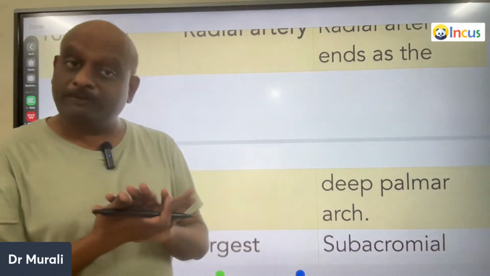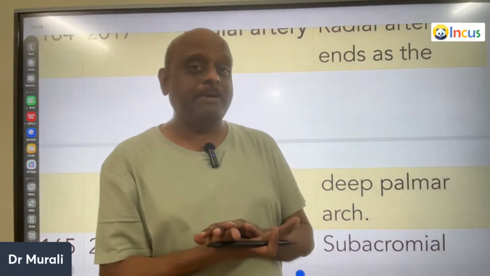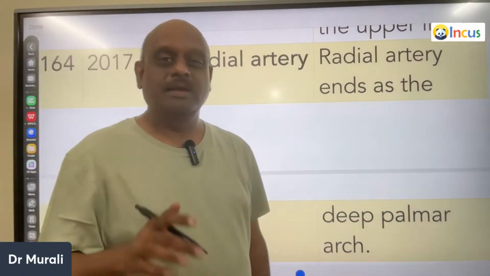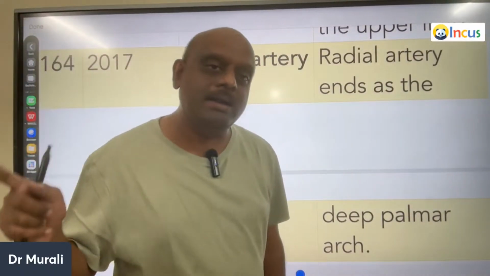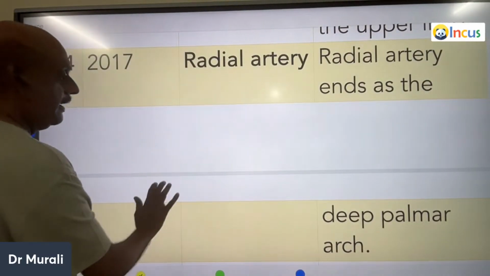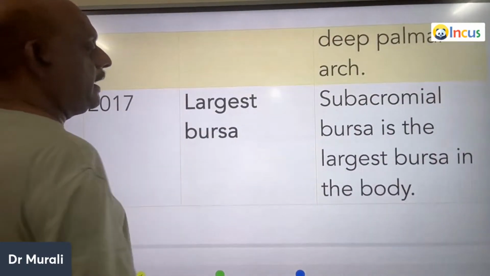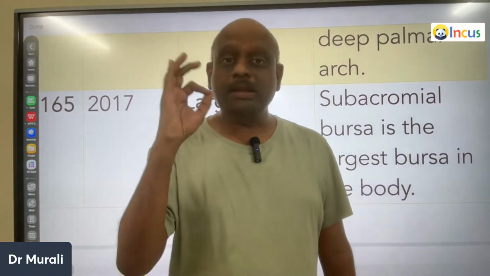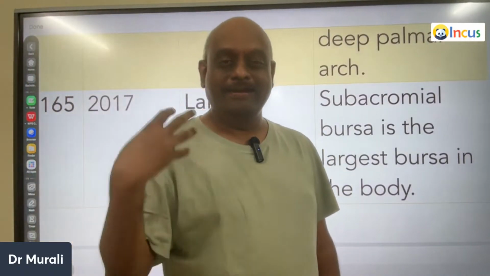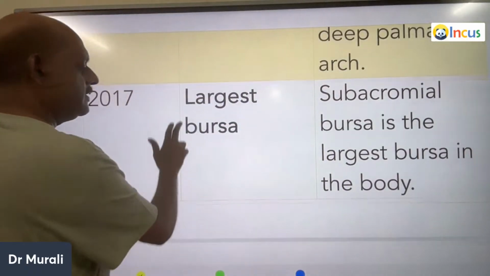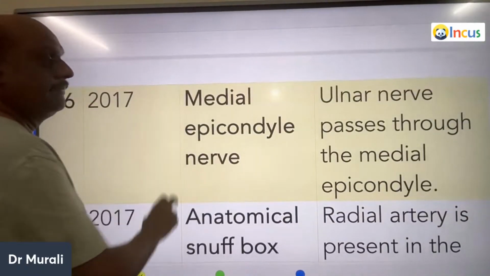Now, radial artery, where does it end? You have a superficial palmar arch and a deep palmar arch. It is the deep palmar arch. Radial artery ends in the deep palmar arch is what you have to remember. Now, doctor, subacromial bursa in the shoulder. What is the largest bursa in the body? The subacromial bursa in the shoulder is the largest bursa in the body.